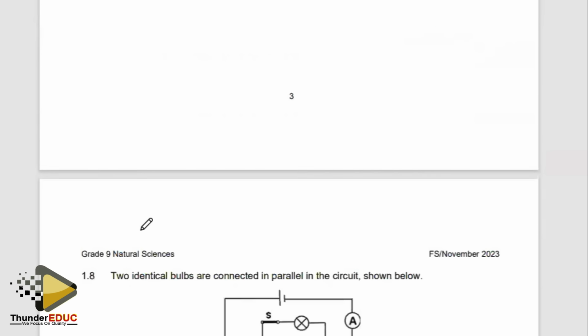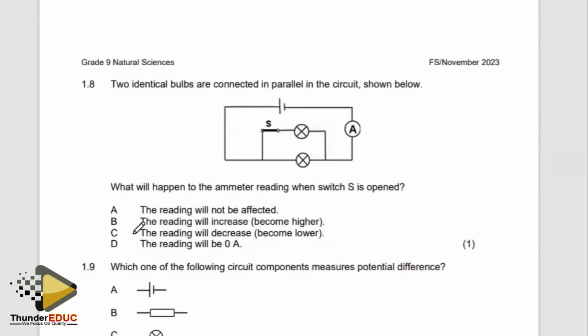So now we move on to 1.8. Two identical bulbs are connected in parallel. So which one is the bulb there? This one is our bulb, because you know the components for drawing the bulb. So we are saying two identical bulbs are connected in parallel in the circuit shown below. What will happen to the ammeter reading when switch A is opened?